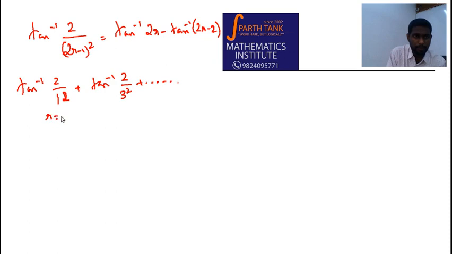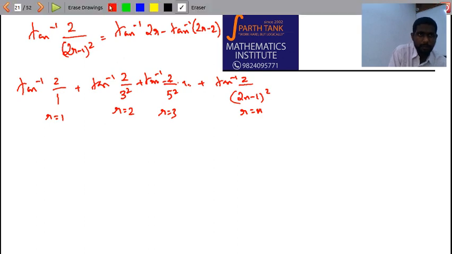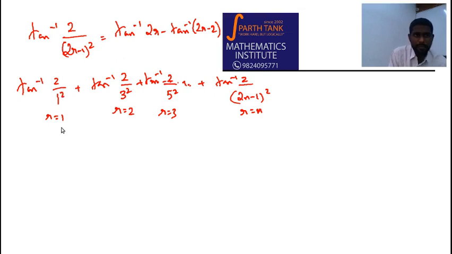Remember, R is equal to 1 here, R is 2 here, and the last term is tan inverse of 2 by 2n. Let us write one more term, tan inverse of 2 by 5 square. The last term is (2n minus 1) the whole square. R is equal to 3, and finally R is equal to n in the last one. Okay, so using this it can be simplified as, this is not 12, please, it is 1 square. So R is 1, right?